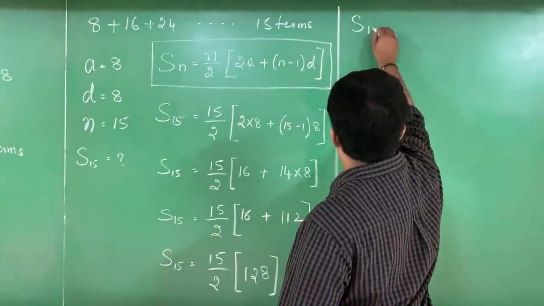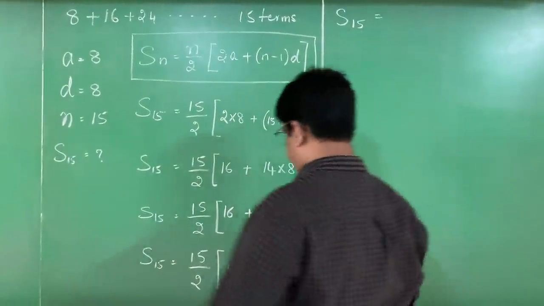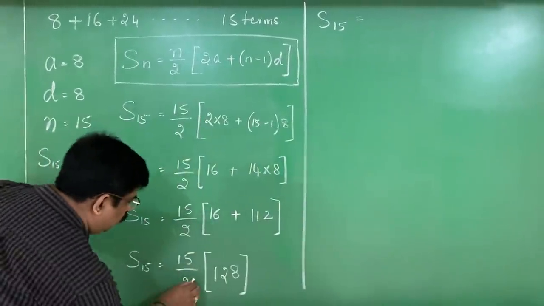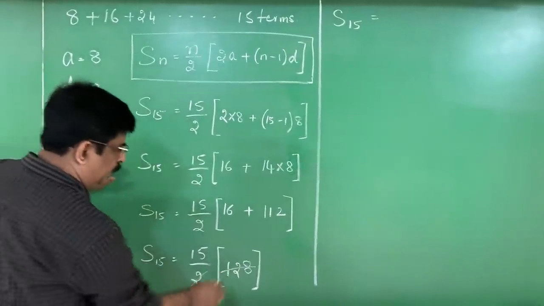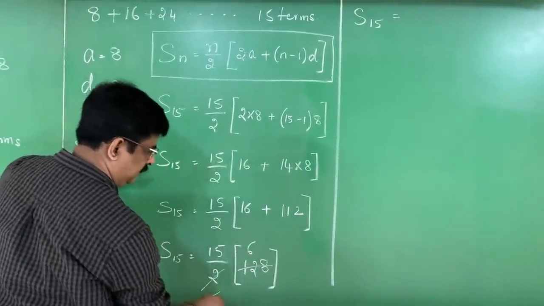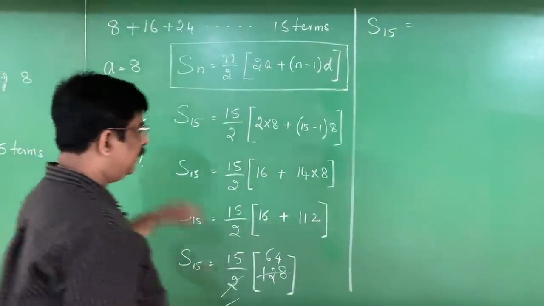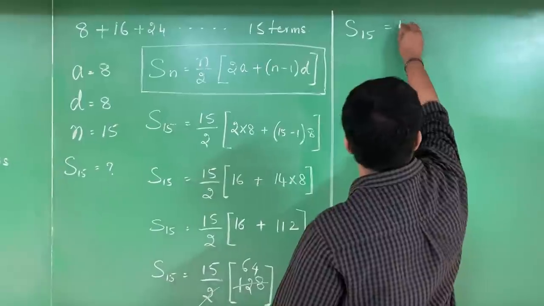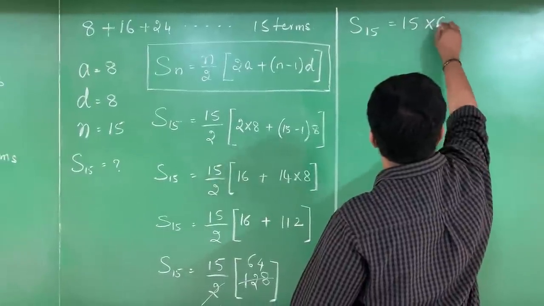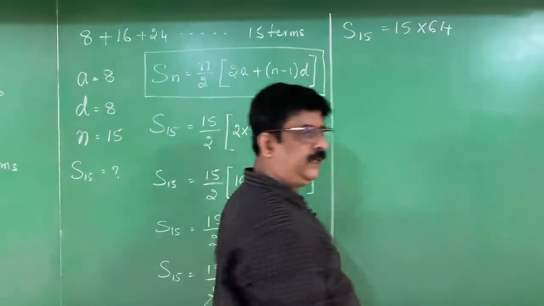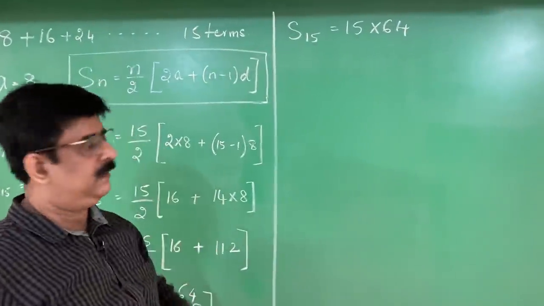Yes, 15 is equal to... see here, cancel this. 2 1s are 2, 2 6s are 12, and 2 4s are 8, so 64. Right? Now 15 into 64. 15 into 64, you have to multiply.